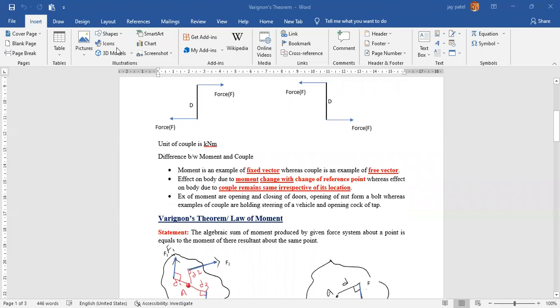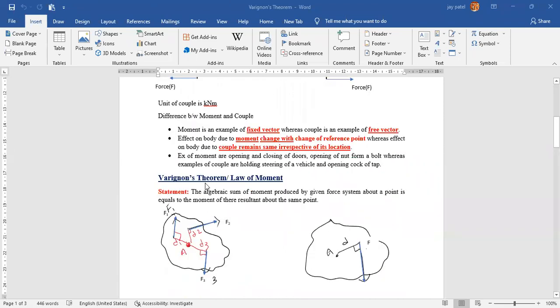Next is the most important theorem. We have to discuss here Varignon's theorem. In most examinations, either Varignon's theorem derivation is asked or its numerical example is asked. So in GTU, maximum 7 marks may be asked from Varignon's theorem, minimum 3 to 4. The derivation may be asked in 3 to 4 marks, and an example has sometimes been asked in 3 to 4 marks. Sometimes it may be asked in 7 marks.